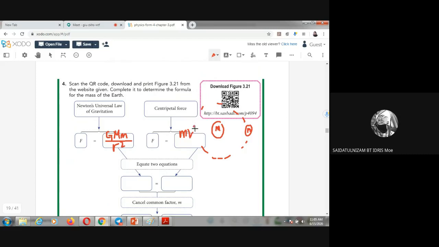V is the linear speed of the moon. Ni linear speed of moon. Okay, mv square over dengan R. R is the jarak lah antara two center ni. Ni R. Okay.